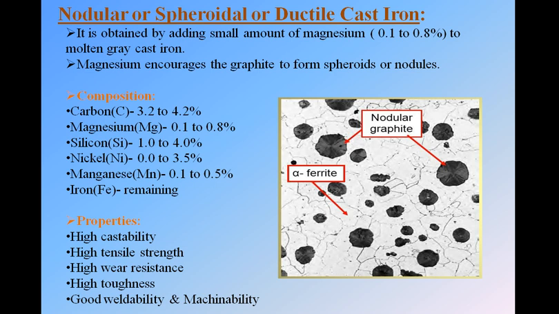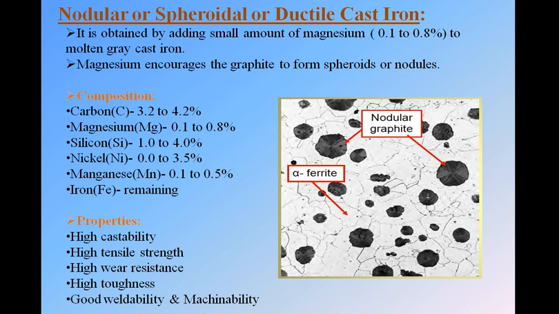Okay, next we have the common composition: carbon 3.2 to 4.2%, magnesium 0.1 to 0.8%, silicon 1 to 4%, nickel 0 to 3.5%, manganese 0.1 to 0.5%, and what remains is iron, because these are ferrous materials. Okay, then we have the properties.